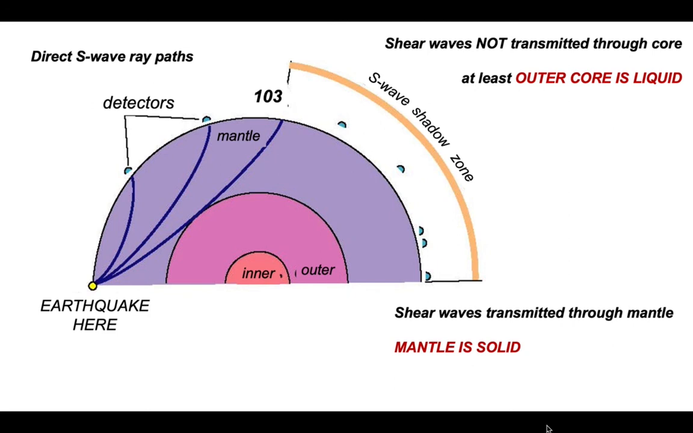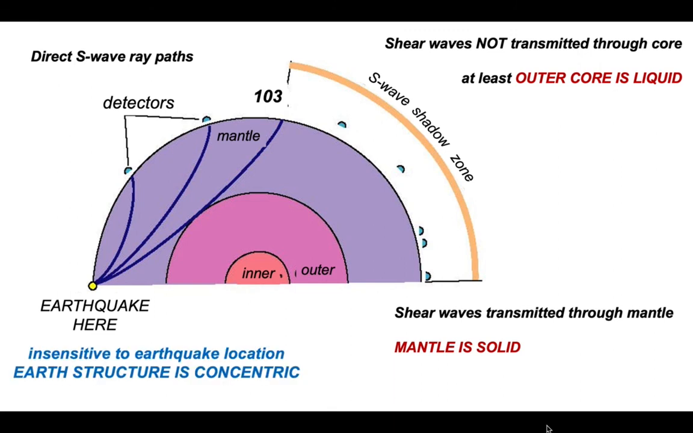The other one is that all these results work by stacking earthquakes to our origin on our travel time plot. So it doesn't matter which earthquake detector setup we use, we get the same results. So our model is insensitive to earthquake location. The Earth's structure, therefore, is concentric.